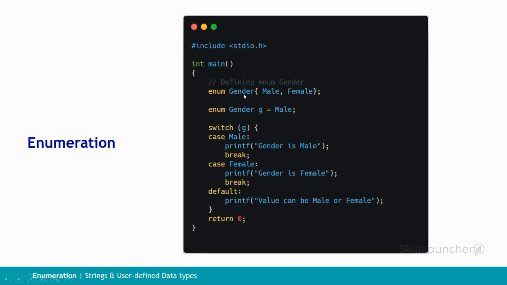Here enum gender is defined with two values, male and female. So male will have the value 0 and female will have the value 1. Now a variable of this user-defined data type enum gender is created and named G, which is given a hard-coded value, that is male. Then we have applied a switch statement where G is matched with multiple cases, male and female, and accordingly the gender is printed. Now let us run this in the code editor, and the expected output is gender is male, because we have assigned the male value to G.